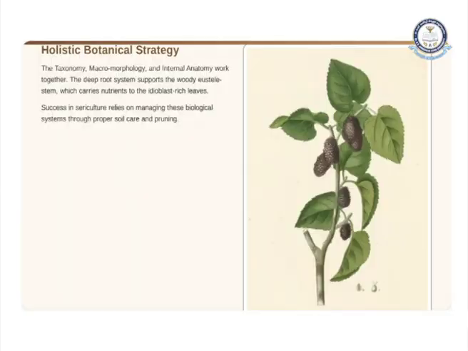Next we see the holistic botanical strategy. The holistic botanical strategy of sericulture means, here in this taxonomy we see macromorphology, that means the outer structures, stem, leaf, outer structures, and the internal anatomy as well. Internal anatomy is nothing but the tissues that are present inside the leaf, inside the stem, and also inside the root. They all work together. That means the coordination of the macromorphology and also the internal anatomy will be reflecting the health of the mulberry plant.